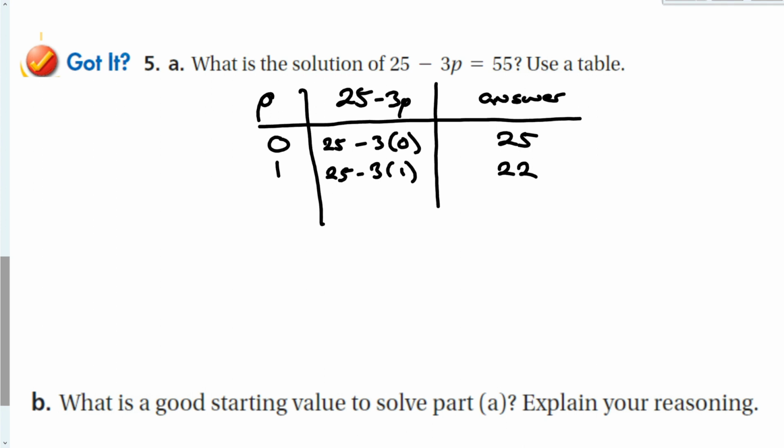So now my numbers are going down, but I want my answer to be 55. Okay? So if I went up by 1 and my answer went down, I would maybe have to go down by 1 from 0, like -1. 25 minus 3 times -1 gives me 25. Negative 3 times -1 is a positive 3. So that's 25, 28. Now I'm going the right direction.